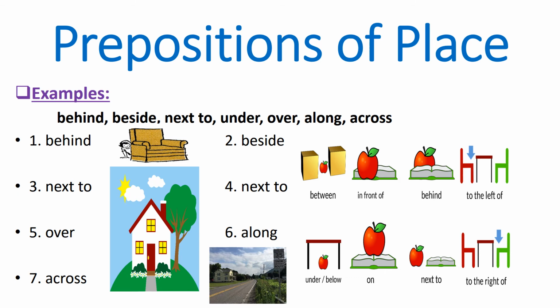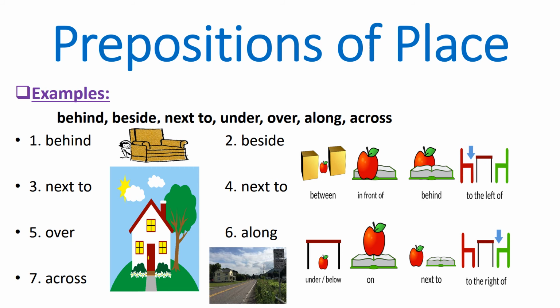And number 7 is the preposition across. Suppose you want to cross the road, so you will say to your friend, let us go across the road for a walk. Or you can say let's walk across the road.